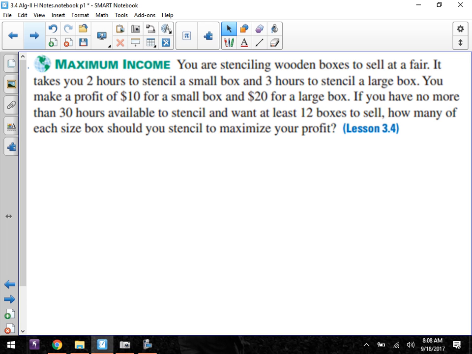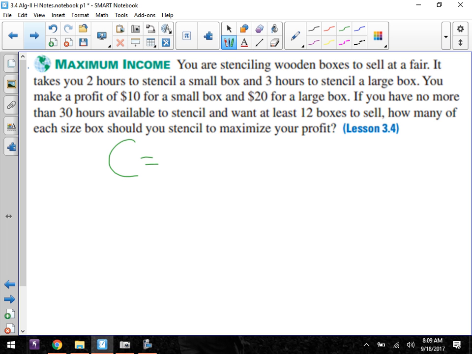If you have no more than 30 hours available to stencil and you want to sell at least 12 boxes, how many of these should you stencil to maximize your profit? Again, objective. What's your objective here? Maximize profit. So, again, what we need to do is go through the problem and identify where they talk about profit. Your objective is to maximize profit.